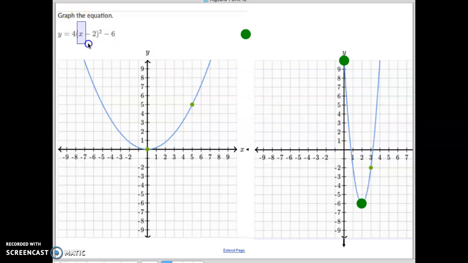If I plug in 3 for x, what is 3 minus 2? 3 minus 2 is 1. 1 becomes really easy to work with. That's why I pick a number one to the left or one to the right. 1 squared is 1. 1 times 4 is 4, and then 4 minus 6 is negative 2. So while the x-coordinate was 3 in this case, it ended up equaling negative 2 for my y-coordinate. So I go over 3, down 2, and put that dot right there. And you can see that's what I've done right there. So you put that dot there, and then it graphs beautifully, going through those 2 points right there.